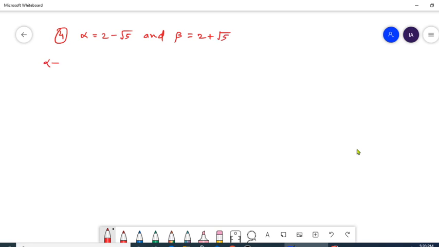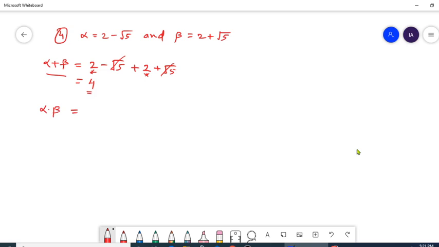First I'll find out alpha plus beta, that is 2 minus root 5, plus beta, which is 2 plus root 5. So look, negative root 5, positive root 5, that is 0, and 2 plus 2 will give you plus 4. So alpha plus beta is 4. Same way I'll find out alpha into beta.